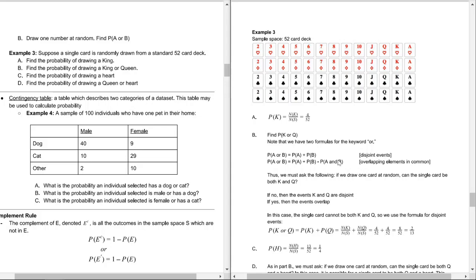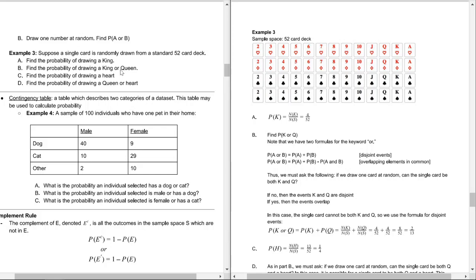So when it comes to part B, we need to ask ourselves, to find the probability of drawing a king or queen, can king or queen overlap?